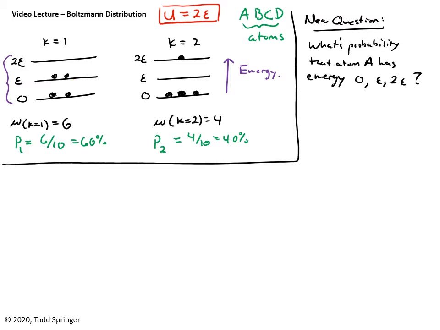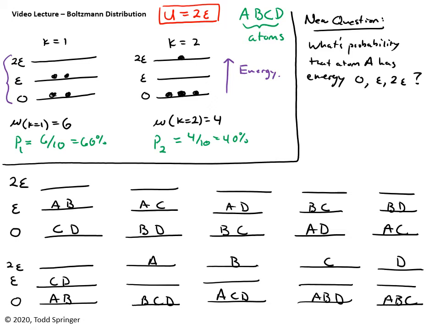In order to tackle that, maybe I'll do something which is sort of unusual. Let me write down all 10 possibilities here. So here are all the microstates, all those 10 microstates of the system, and I've labeled the individual atoms and what energy state they're in. Sorry, let me make it clear that there's a line here. So there's 5 on the top row and then 5 on the bottom row.